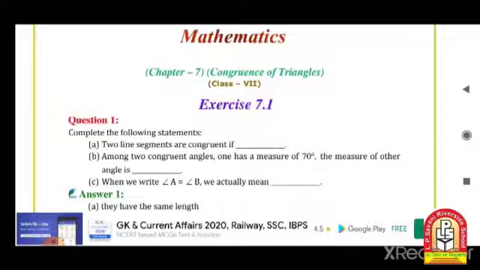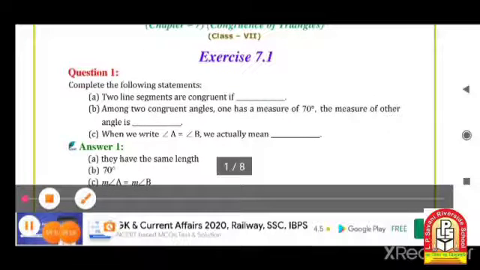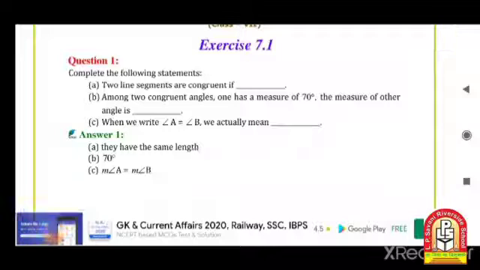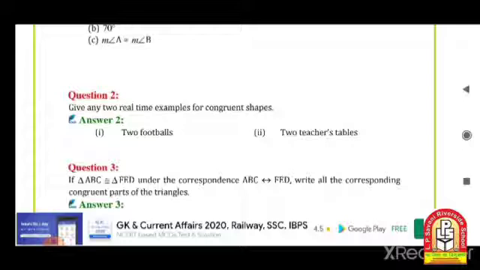Okay, so in this chapter, exercise 7.1, we want to learn about complete the sentences. In this question we have to learn about the characteristics of the triangles and its uses. In question number 2, give any two real-time examples of congruent shapes. So there are two examples: two footballs and two teachers' tables. They are equal in size and shape, so they are congruent shapes.